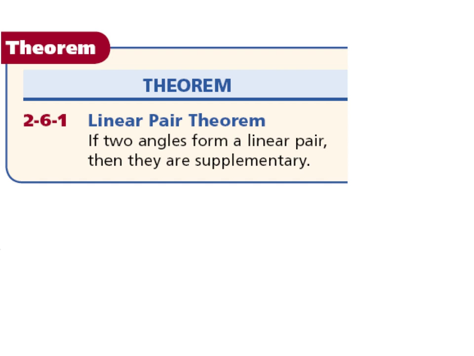Now the theorem says if that's a linear pair, then they're supplementary, which supports the fact that if this is 50 degrees, and this one is 130, a linear pair, they're going to be supplementary.